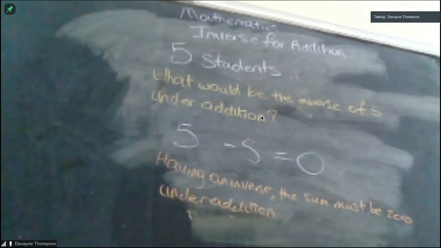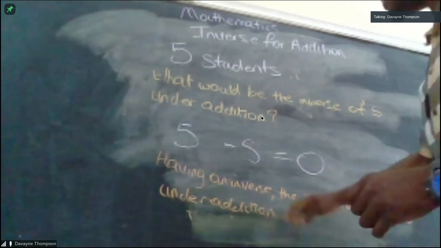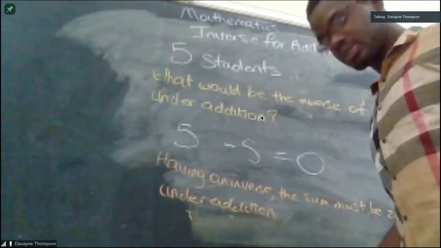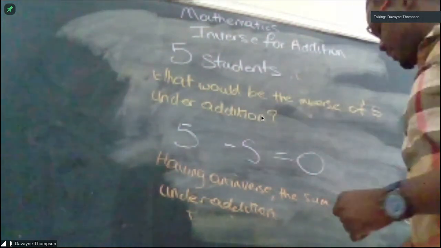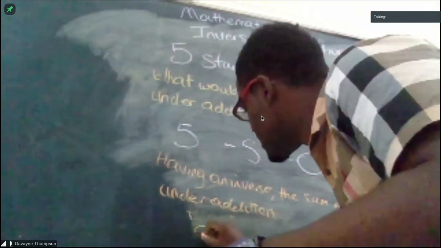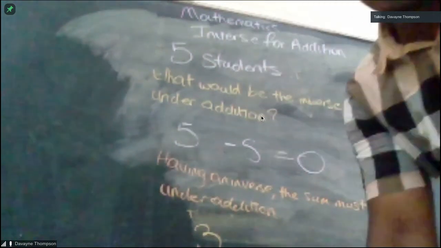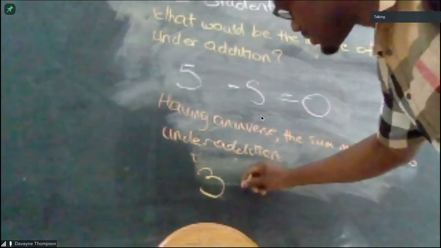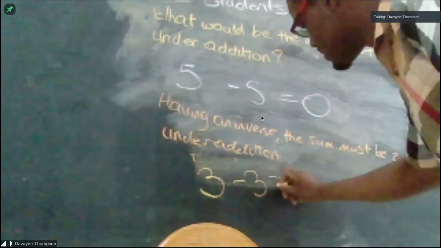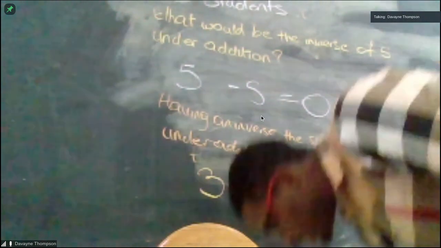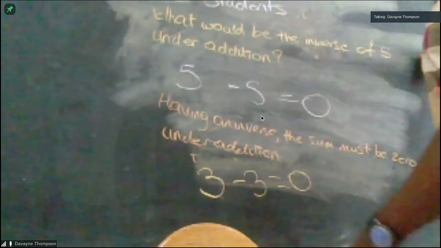Everybody ready again? So that was the inverse of addition. Now, there's an inverse under multiplication as well. But let's do one more example for inverse under addition. What if I had 3 students without their camera on? What would be the inverse of 3? Minus 3. Because the objective is always to get 0 as my identity. Alright, excellent. Let's move on now to the inverse of multiplication.